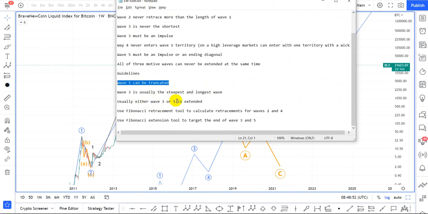Usually either wave 3 or wave 5 is extended. And then use the Fibonacci retracement tool to calculate retracement for wave 2 and 4, and use the Fibonacci extension tool to target wave 3 and 5.